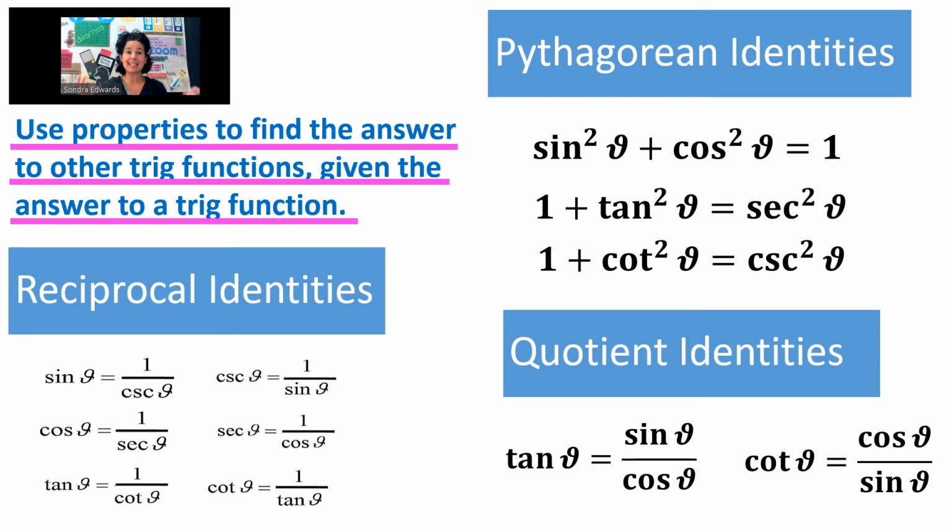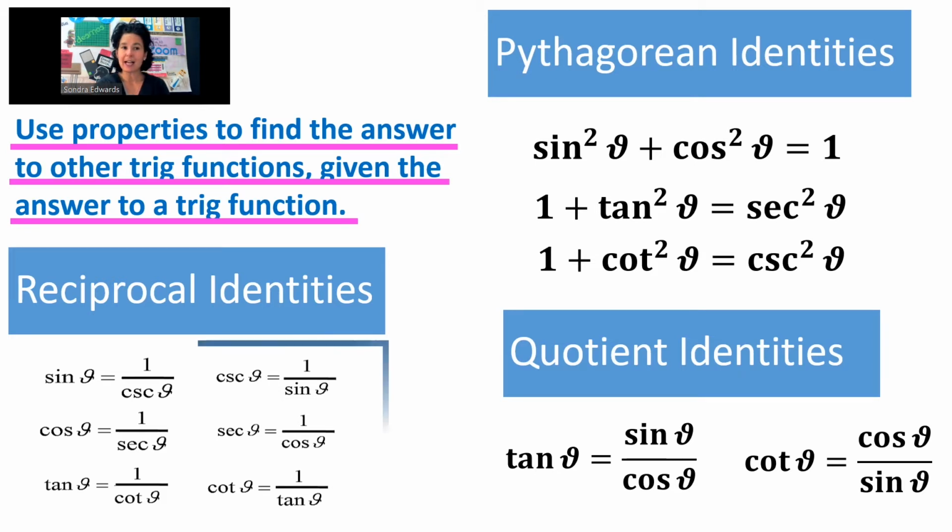Please keep in mind that today when we go through these examples, we are going to assume that theta, the angle measure, is an acute angle. Eventually we will get to some examples in another lesson where theta can be any size at all, but for now we are assuming that theta is an acute angle.